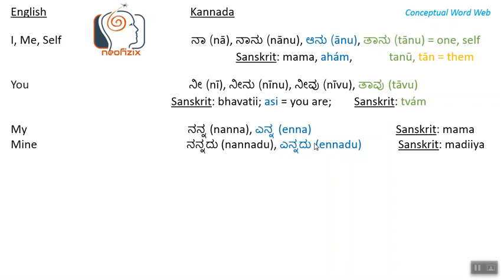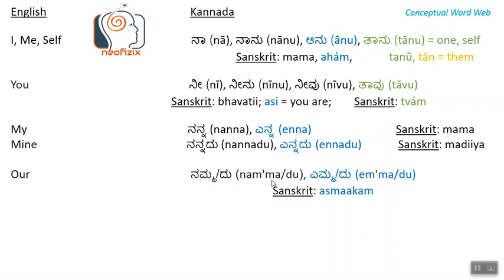And in Kannada, our is namma or nammadu, yemma or emmadu. And in Sanskrit, it is asmakam. So maybe asmakam is related to this yemmadu word. This a sound in anu gets transformed to e in some of the related words, like our, it becomes yemmadu. And that may be related with the Sanskrit a-sounding word asmakam, aham to asmakam.